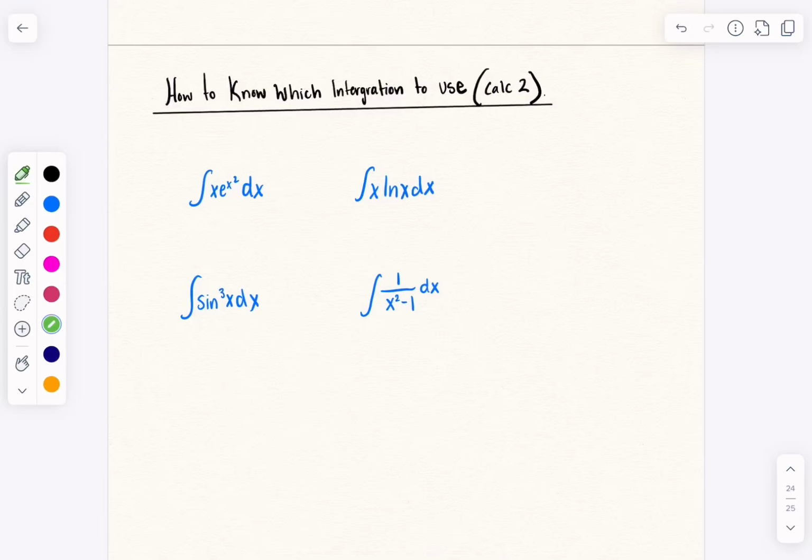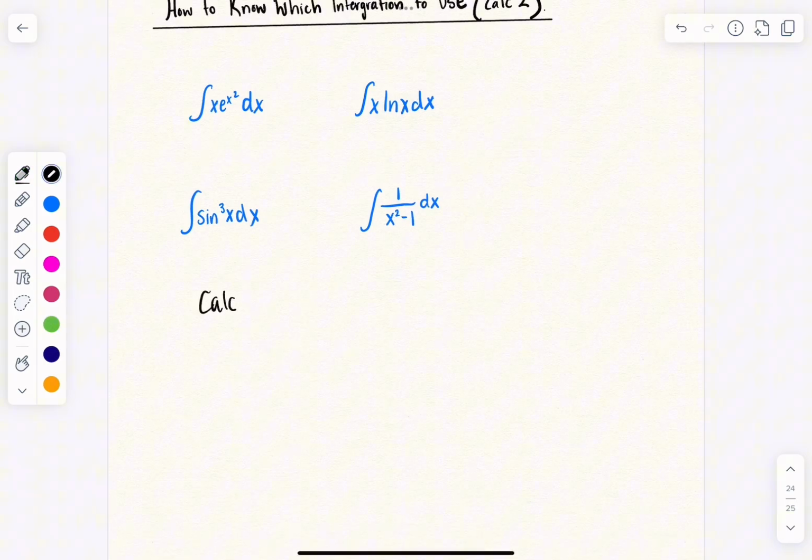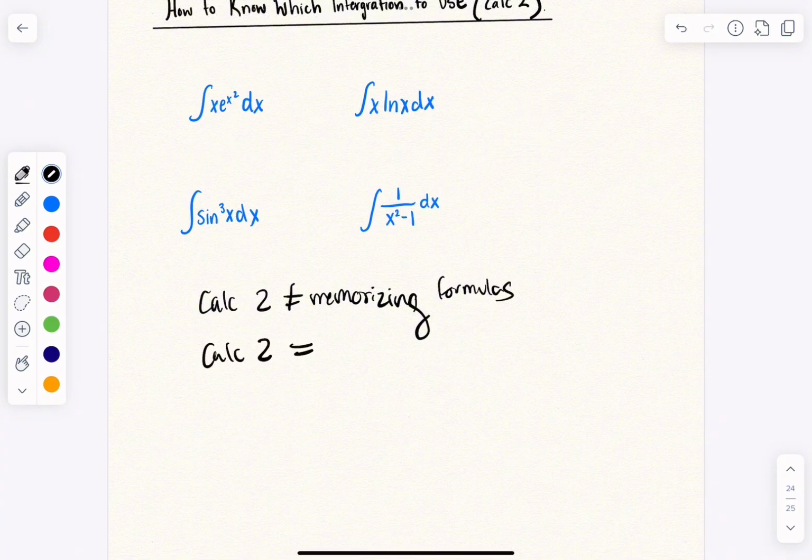If you've ever looked at an integral and thought, I have no idea what to do, this video is for you. Calc 2 isn't hard because the math is hard. It's hard because no one teaches you how to choose a method. So Calc 2 really is not about memorizing integrals. It's about recognizing structure.